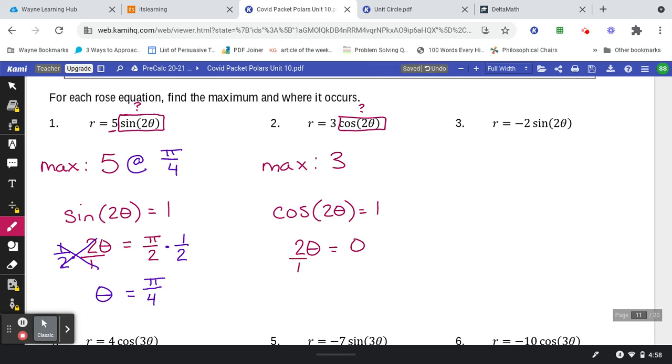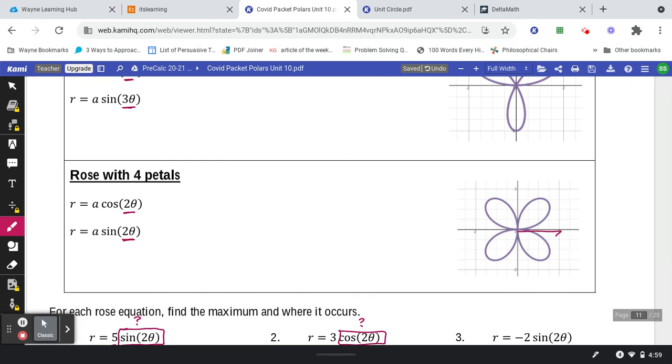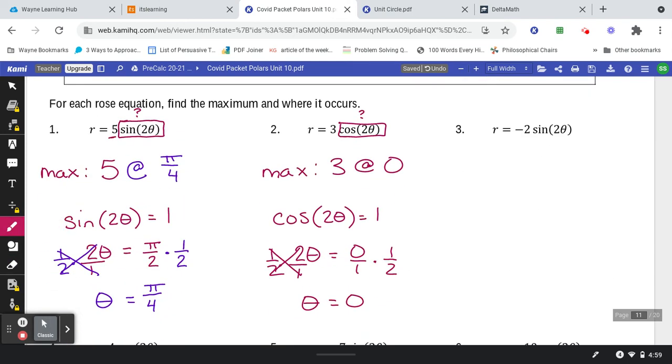And I'll put that over 1, multiply by the reciprocal, just to keep it all the same. And anything times 0 is 0. So I'll say this has a maximum at 0, which means one of the petals will be facing in the 0 direction. So it's like there'll be a petal right there. All right. At this point, you're probably thinking, okay, are all of them just going to be equal to 1?